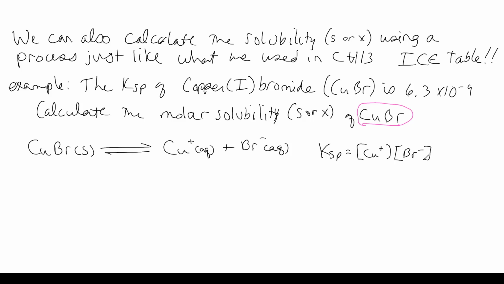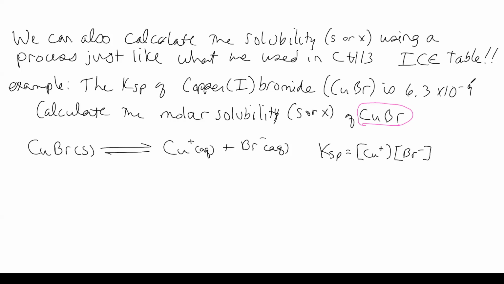And so we have KSP. We don't have any other information. So in chapter 13, we would have perhaps had a concentration for one of the products, or a reactant or something. And in this case, all we have is KSP. But it actually turns out that we don't need anything else. So let's look at why.